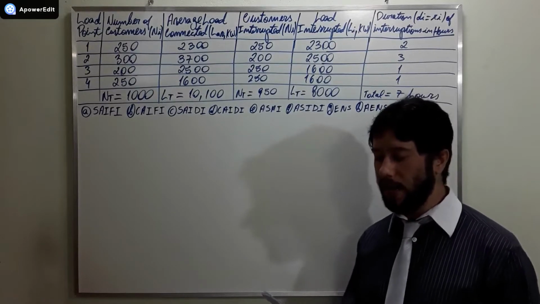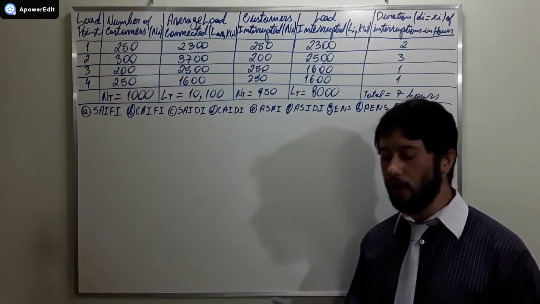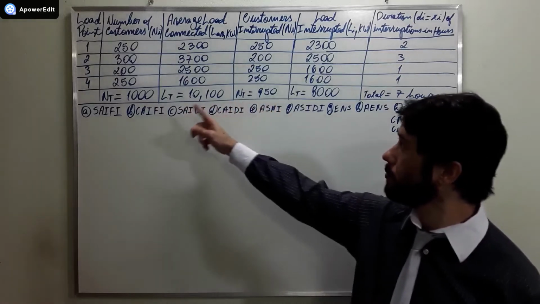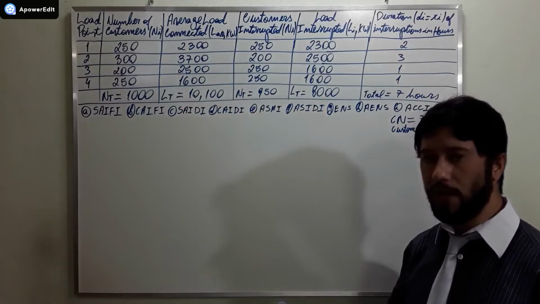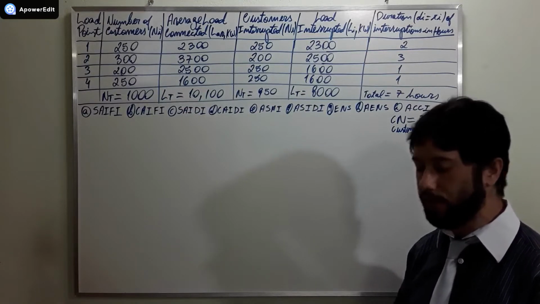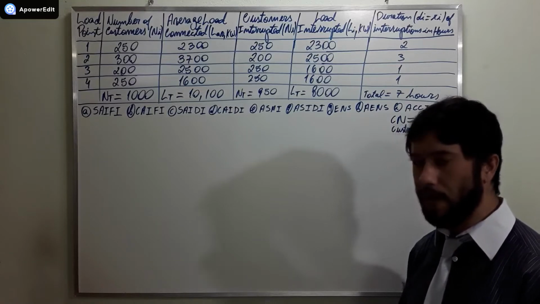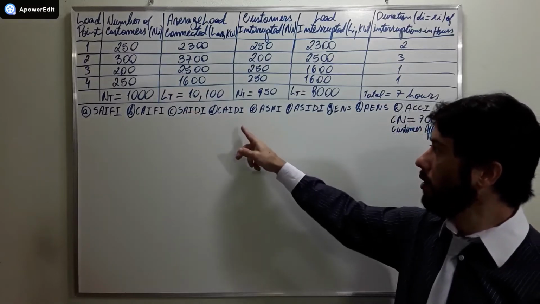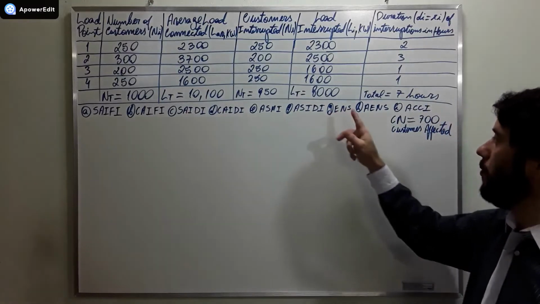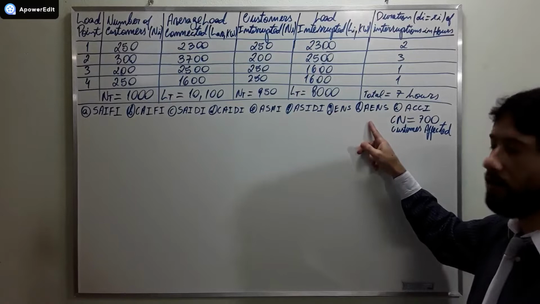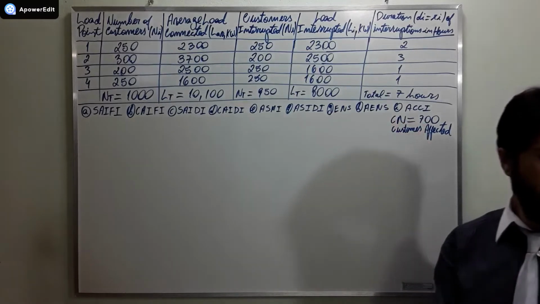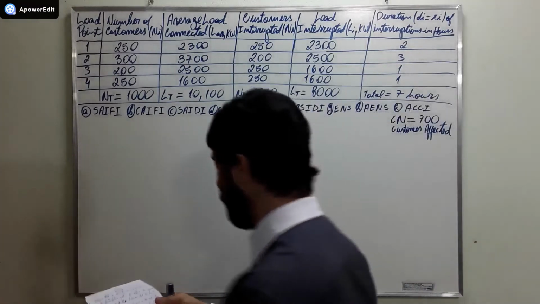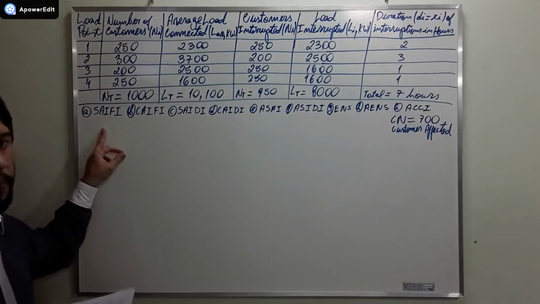Assume that a utility company has a small distribution system for which the information is given in the table. Assume that the duration of interruption is the same as the restoration time. Determine the following reliability indices: SAIFI, CAIFI, SAIDI, CAIDI, ASAI, ASAIDI, ENS, AENS, ACCI. Okay, let's go. Let's calculate what the problem wants us to calculate. First of all, let's calculate SAIFI.